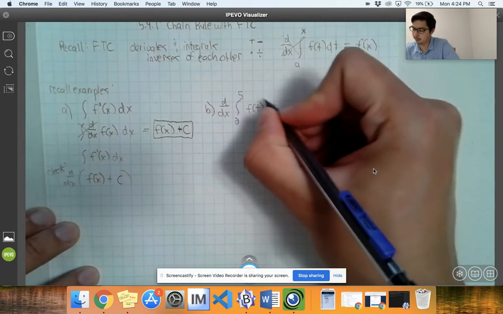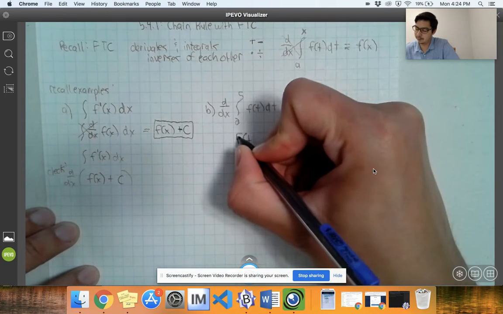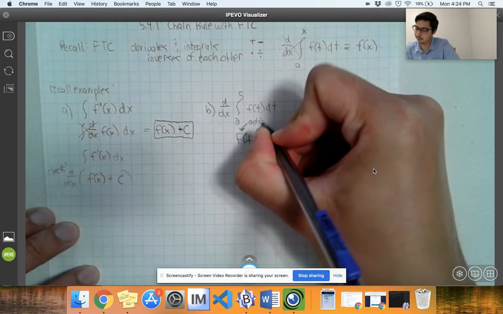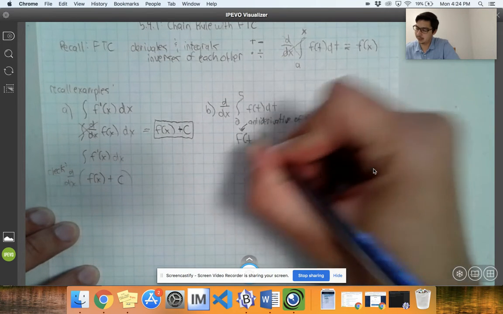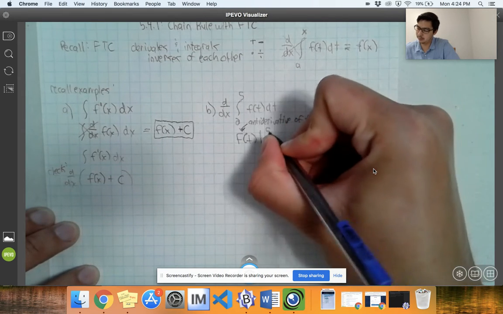If we wanted to do this mathematically, we take the antiderivative of f of t, so we get a function F. So remember, capitalization, as a recall, means the antiderivative of f. So we take the antiderivative of f, and we're going to evaluate it from 2 to 5.